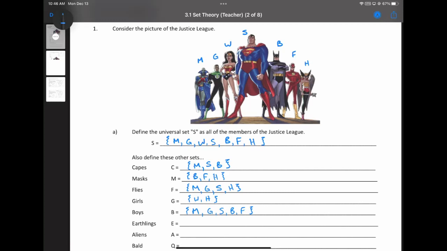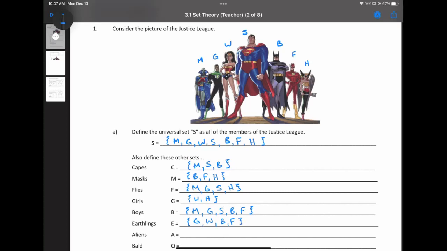The next one, Earthlings. This one, again, you may not be familiar with, but let's start from left to right. Martian Manhunter, he's from Mars, so he is not an Earthling. Green Lantern is an Earthling. He is definitely from Earth, even though his powers are from space. Wonder Woman, for those of you who don't know, she's not actually human, but she is from Earth. So we're going to put her in there. Superman is not from Earth. He is from Krypton. Batman is from Earth. Flash is from Earth. And Hawk Girl, while she looks quite human, is from Thanagar. Not that you need to know that, but she is actually an alien.